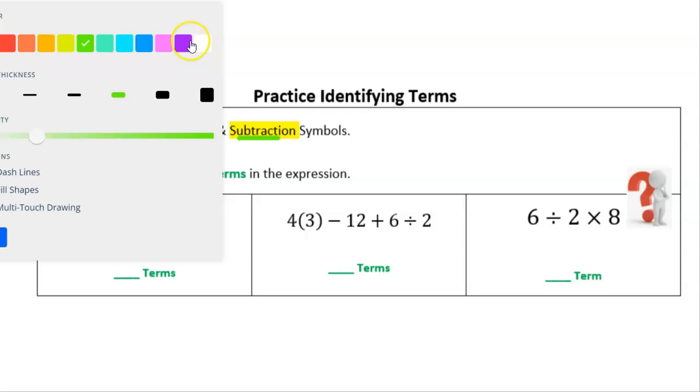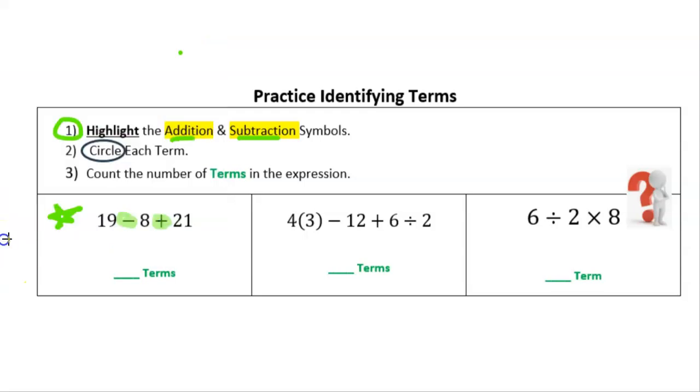The next step is I want you to circle each term in that expression. Pause the video, circle each term, and then count how many and put your answer in this box. Turn the video back on to see if you got it correct. So you should have circled 19 as a term, 8 as its own term, and 21. And if you count your circles, there were 3 terms in that expression.